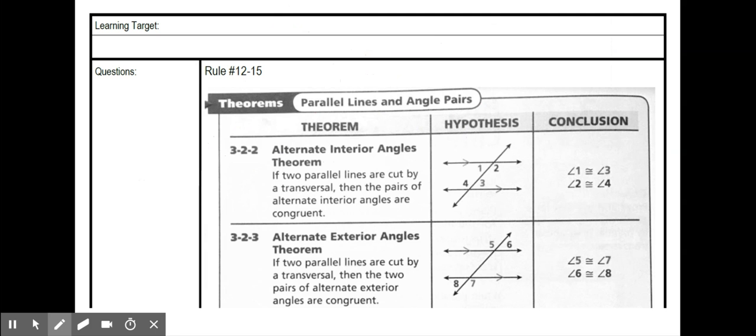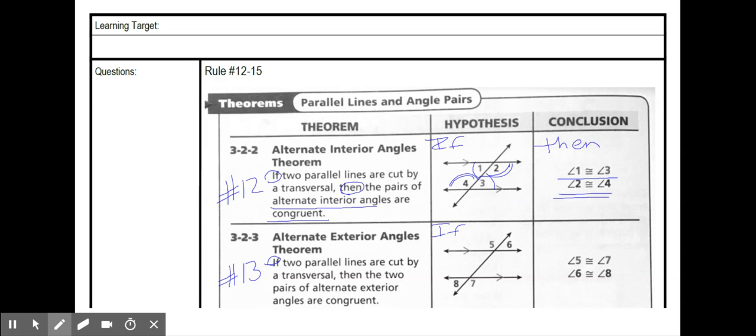All right, here we have some more rules. Rule number 12 and 13. But notice our if parts are all the same. So if we see two parallel lines cut by a transversal, then, well, let's see. In rule number 12, we can say that alternate interior angles are congruent. So angle 1 is going to be congruent with angle 3, and angle 2 is going to be congruent with angle 4.